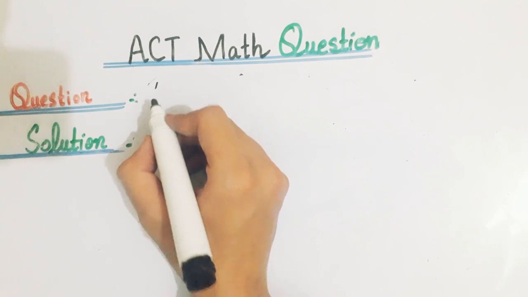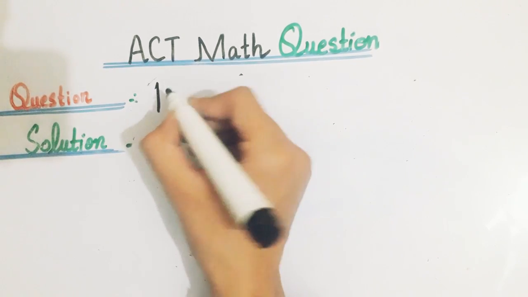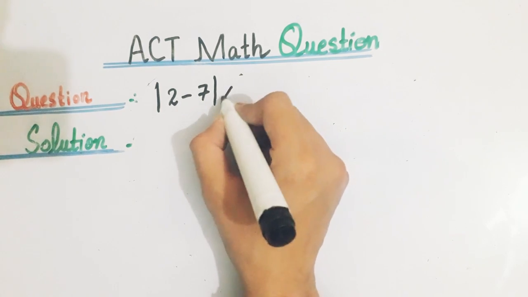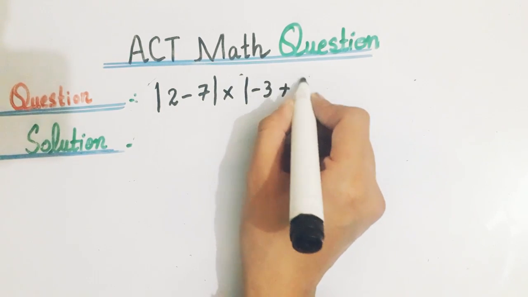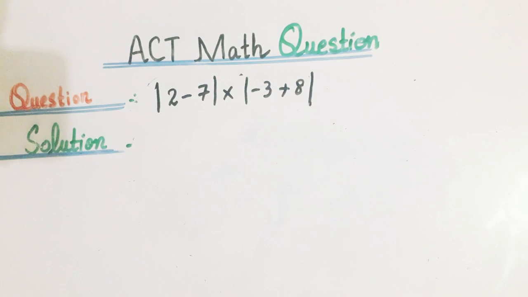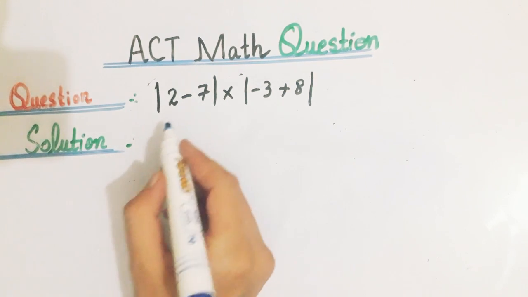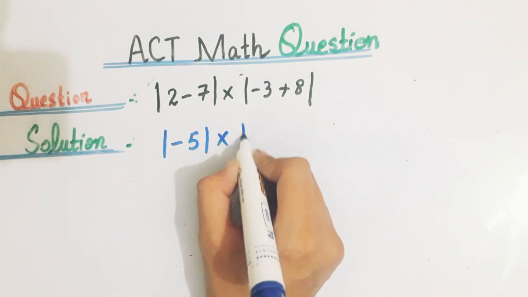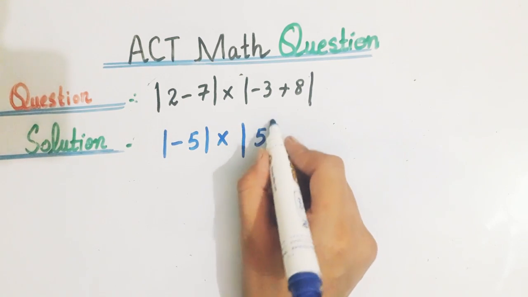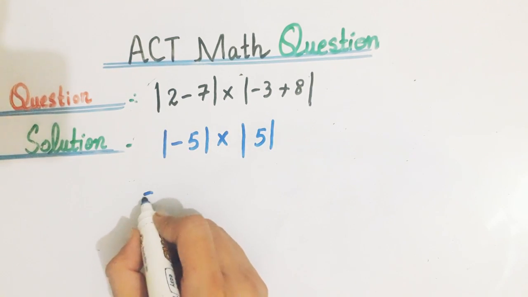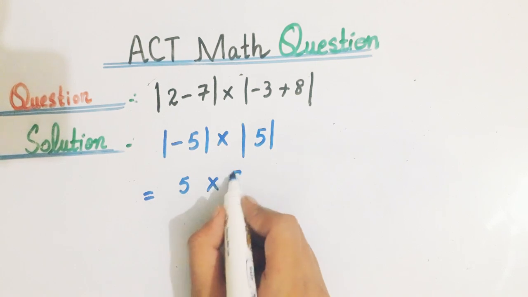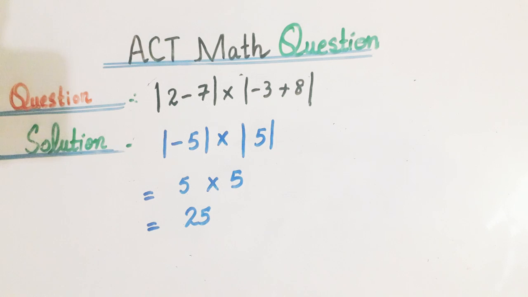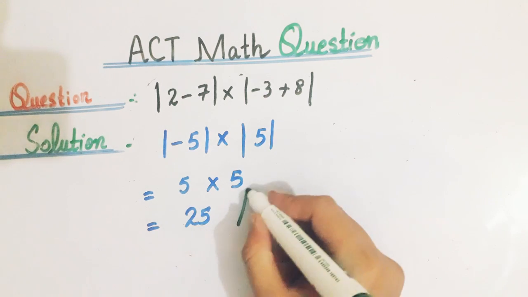Now the next question is find the value of mod of (2 minus 7) into mod of (minus 3 plus 8). We will solve this question step by step as 2 minus 7 will be minus 5, multiplied by 8 minus 3 is 5. So mod of minus 5 will be positive 5. So 5 multiplied by 5 equals 25. So 25 will be the answer.